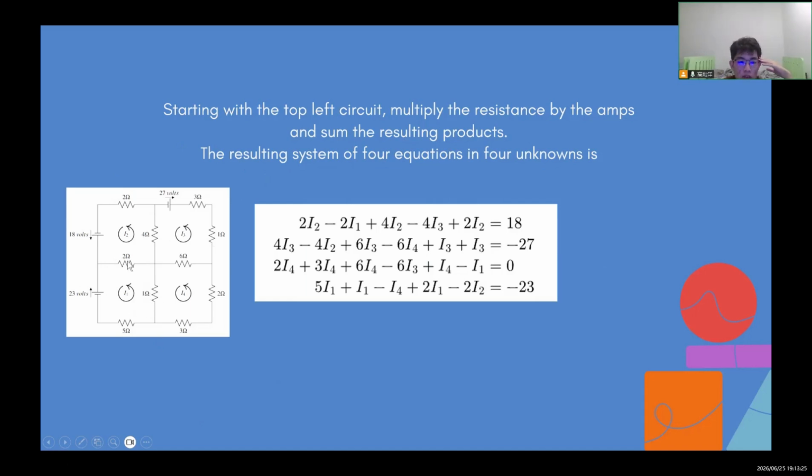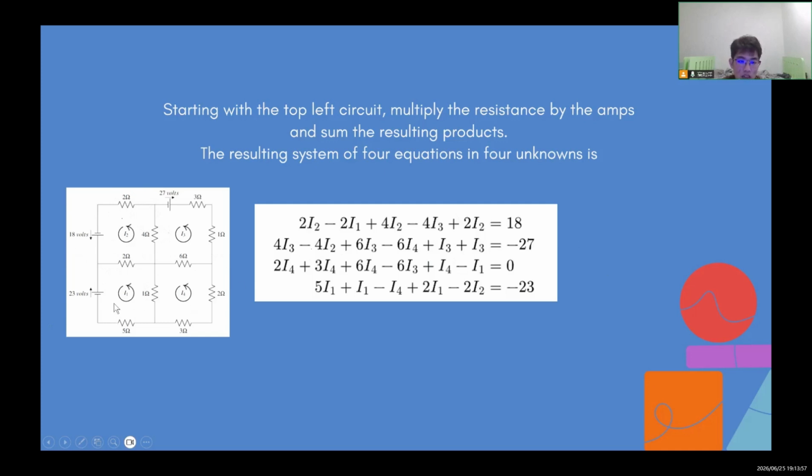And the voltage should be the resistors multiplied by the current. So it should be 2I2 minus 2I1. And it's the same for the 4Ω here and the 2Ω here. So the total equation should be 2I2 minus 2I1, which is the voltage of here, and 4I2 minus 4I1, which is the voltage of here, and plus 2I2, which is the top 2Ω. And all this sums up, it should equal the source voltage 18 volts.